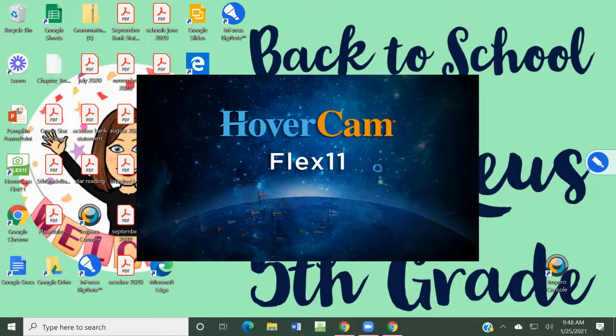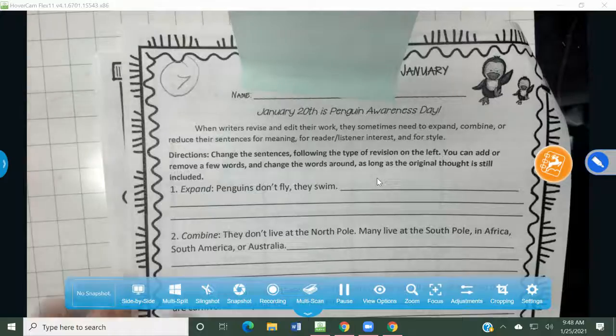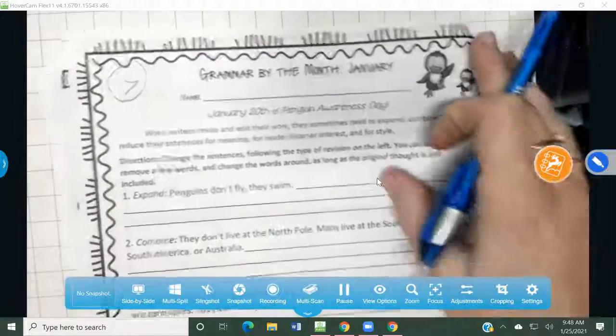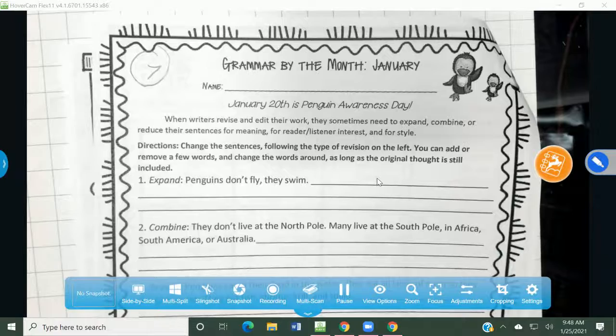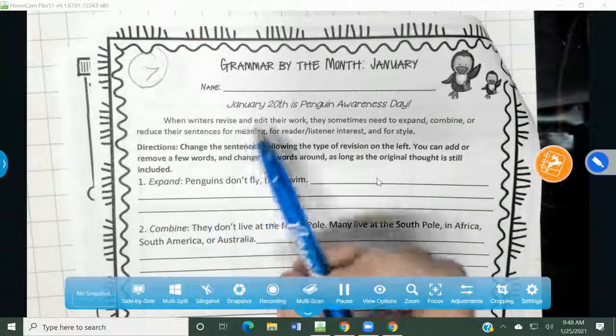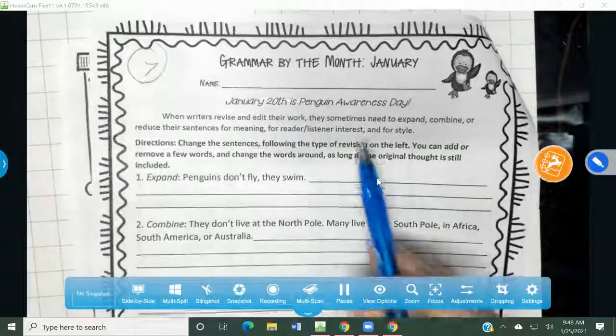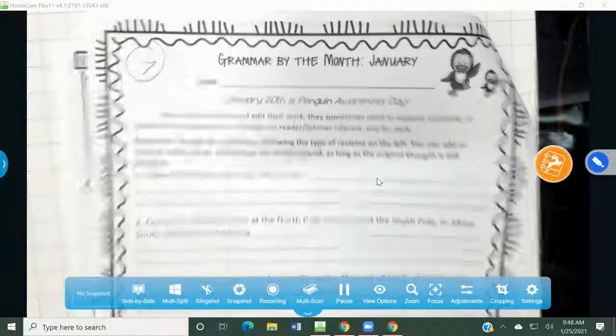Hi, you guys. So today in your January grad packet, we are on page 7. And page 7 has a picture of two little penguins, or one little one, one big one, in the top right-hand corner. So just make sure you're in the right spot. The reason there are penguins is because it says on January 20th, it is Penguin Awareness Day. How fun is that?